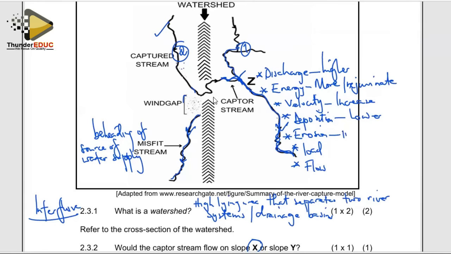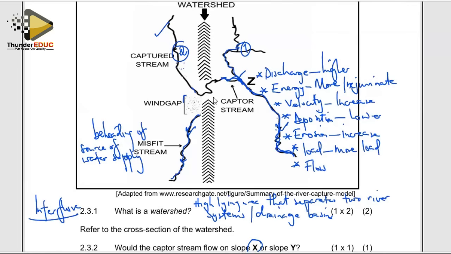Erosion is going to increase. We're talking of rejuvenation there. It now has more energy. It can now erode more because of the more energy that is gained through additional supply of water. About the load, it can now carry more load.